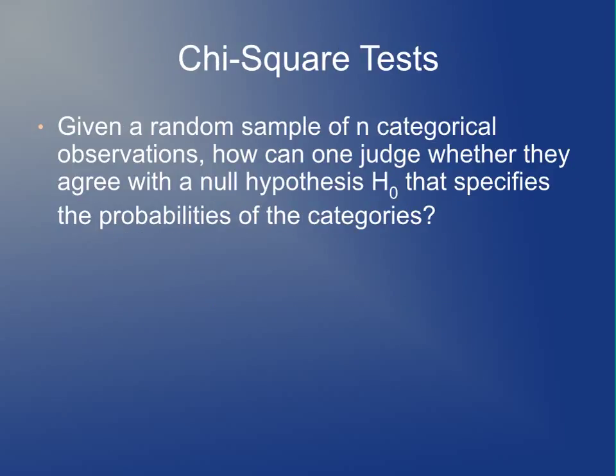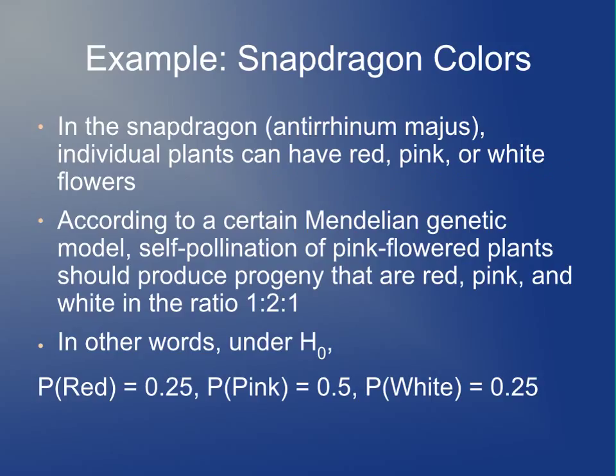The most basic and far and away the most commonly used hypothesis test for categorical data is what's known as a chi-square test. Say you have a random sample of n categorical observations and you want to test the null hypothesis that the proportions in a given category are equal to some value. This will probably make more sense with an example.